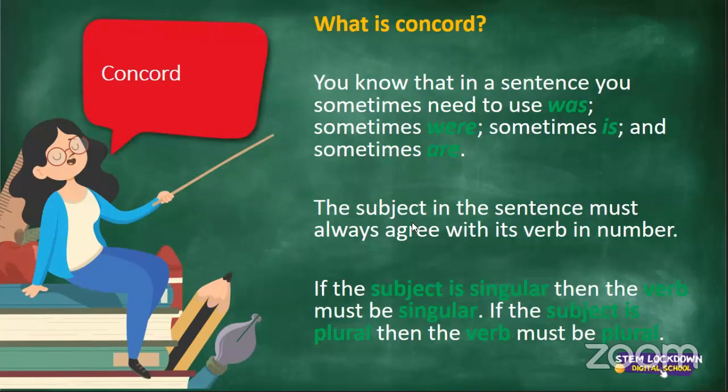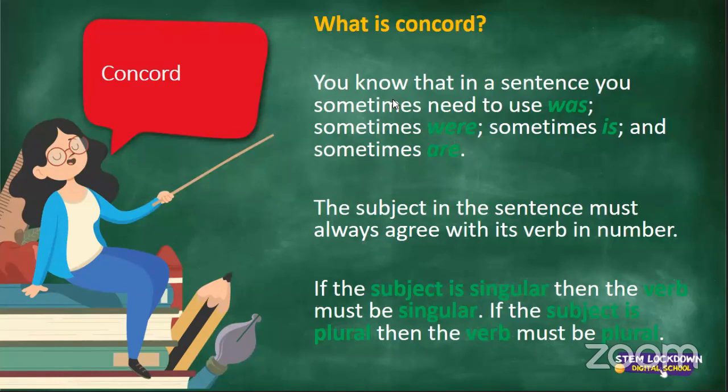Okay. So you know that in a sentence, you sometimes need to use the word was. So she was going to the mall. Sometimes were, they were friends. Sometimes is, he is a boy, and sometimes are. The subject in the sentence must always agree with its verb in number. If the subject is singular, then the verb must be singular. If the subject is plural, then the verb must be plural.